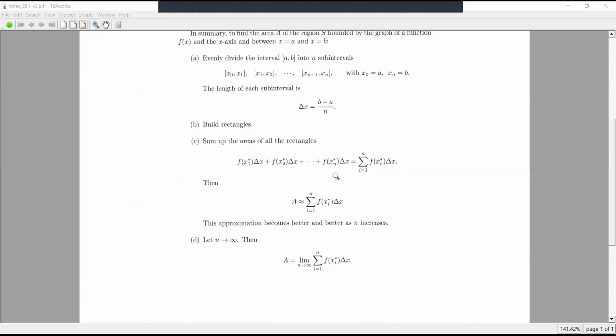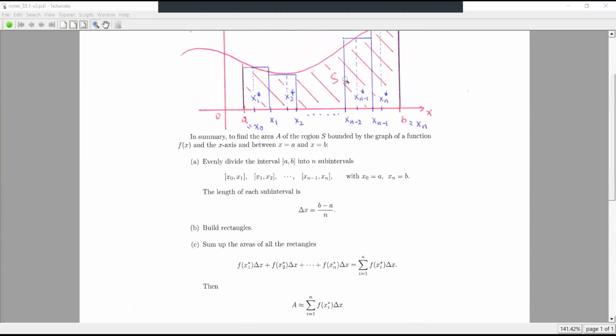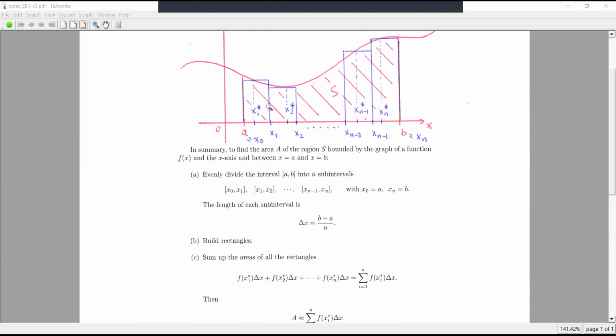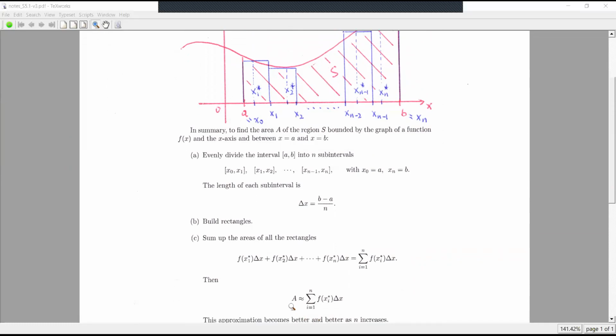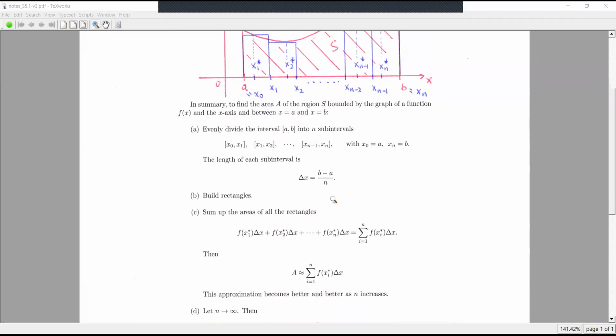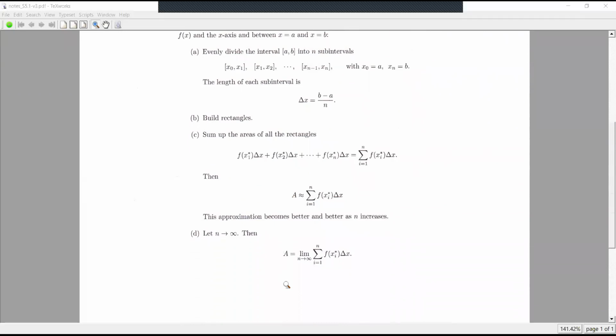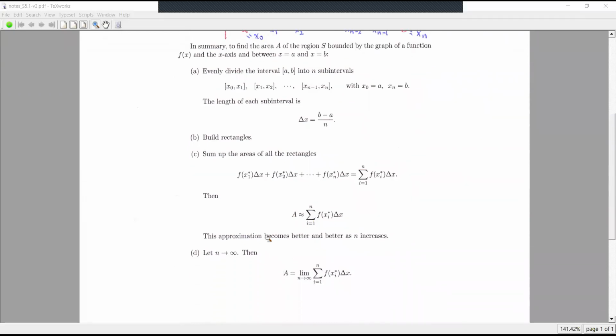This sum is the sum of the areas of all rectangles. This sum roughly is the area of the region S. Not exactly, roughly. A means the area of the region S. We want to find A. This approximation becomes better and better as the number of the rectangles increases.